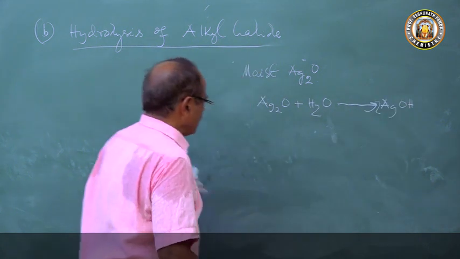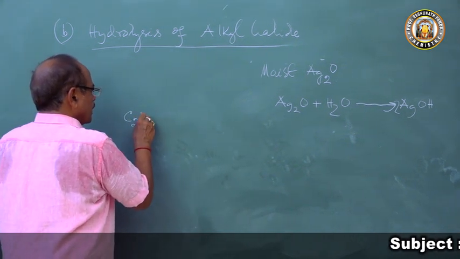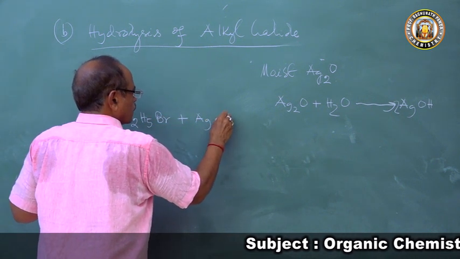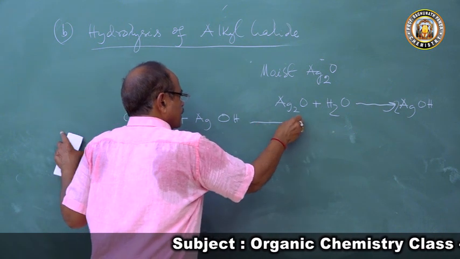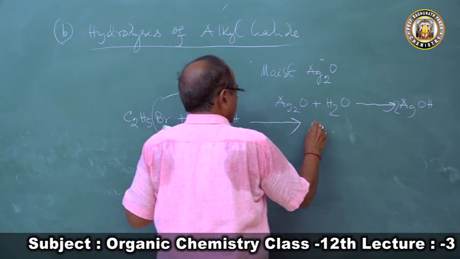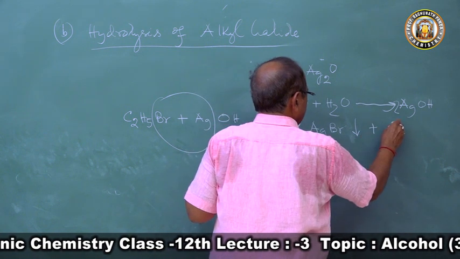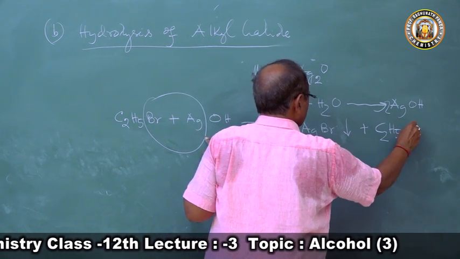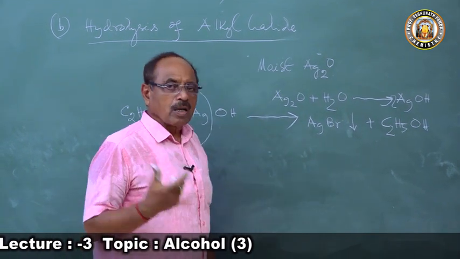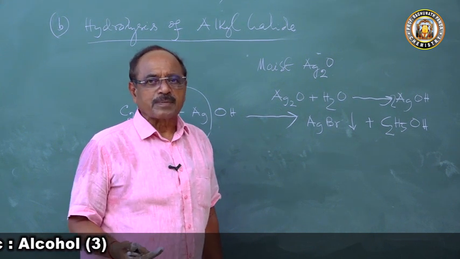If you take this, what will happen now? We will take the alkyl halide C2H5Br, and this will react with the moist silver oxide. What will happen? The silver and bromine form silver bromide. The silver bromide is a precipitate and we get the ethyl alcohol. We know silver chloride, silver bromide, silver iodide are all precipitates. Silver iodide is an insoluble precipitate.